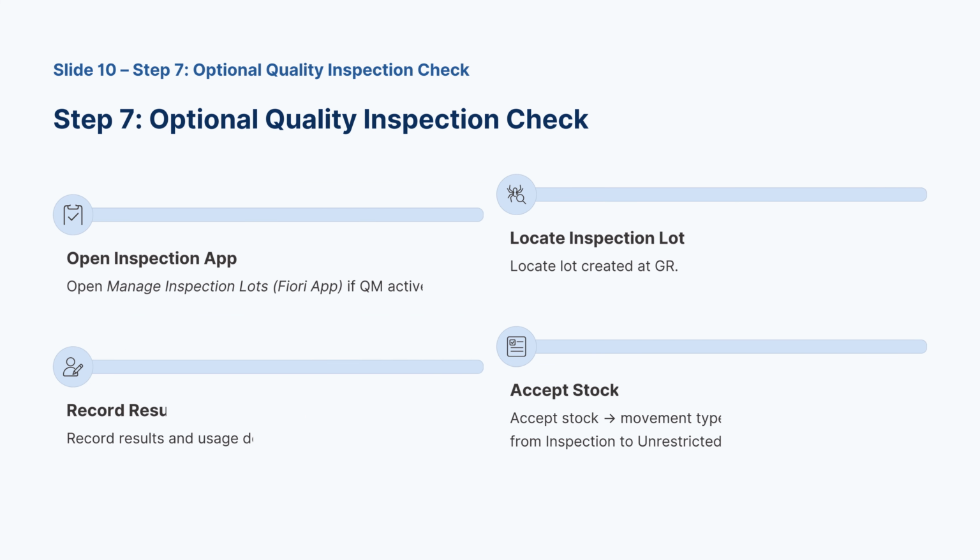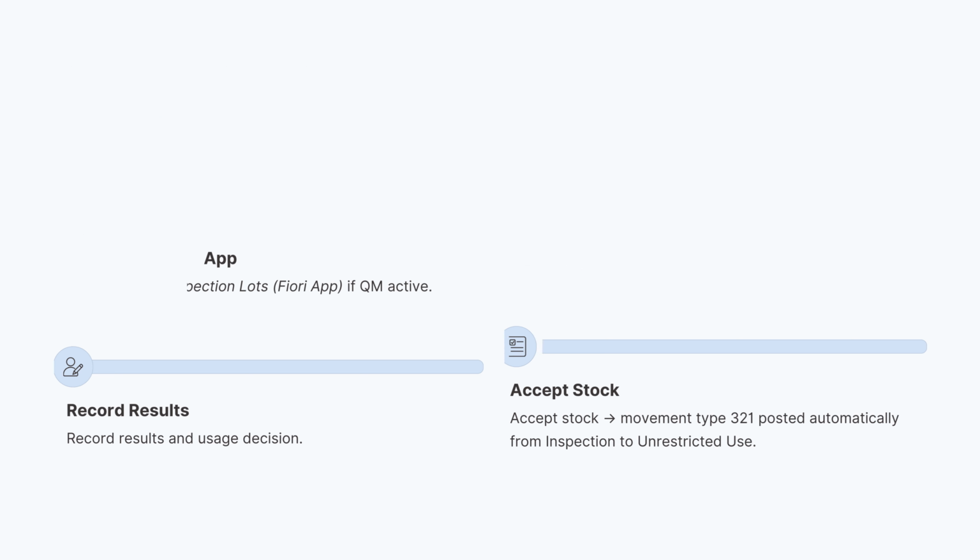Step 7. Optional quality inspection check. If quality management is enabled, open Manage Inspection Lots. The GR automatically creates an inspection lot linked to the material document. You can record inspection results, make an acceptance decision, and upon release, the system automatically posts a stock transfer from quality inspection to unrestricted use using movement type 321.